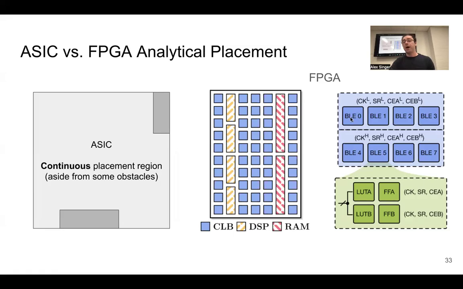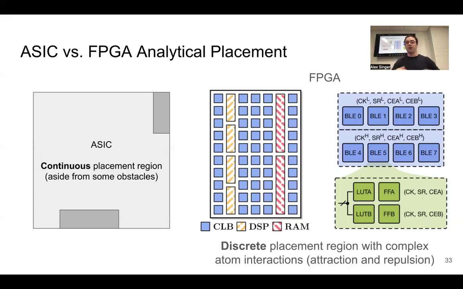For example, a LUT could go here, but if LUT B happens to be in another clock domain, it can't go there, unless it's over here, in which case it can go there. So there's this complicated hierarchy of what atoms can be placed within a given tile, and that's dependent on the other atoms that are also within that tile. And it's a lot more complicated than just being on an ASIC, which can be basically anywhere as long as it's not overlapping.